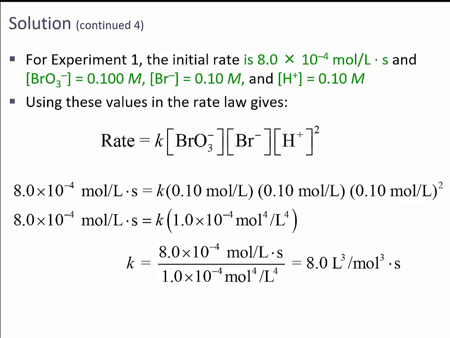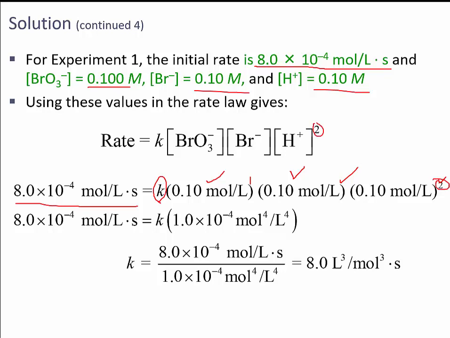Right? So for experiment number 1, the initial rate was 8 times 10 to the minus 4 moles per liter per second. We had a concentration of bromide and bromate and a concentration of H+. Why pick this? Because the math is easy, right? So this is going to be 8 times 10 to the minus 4 moles per liter per second is equal to K, which we're solving for, times 0.1 to the first power, times 0.1 to the first power, times 0.1 to the second power. So this guy's a 2.